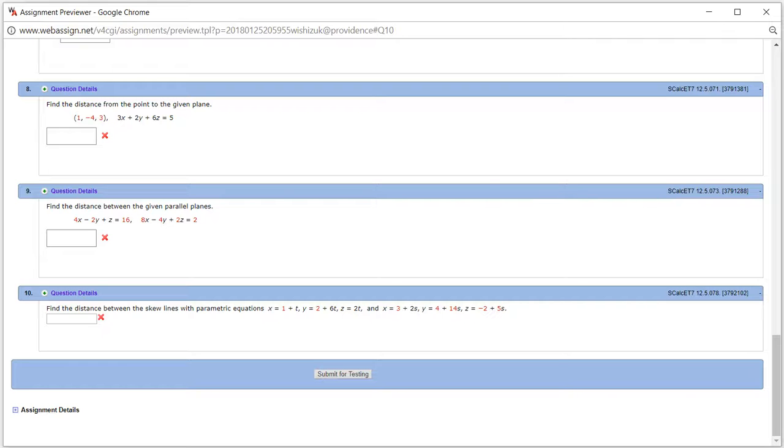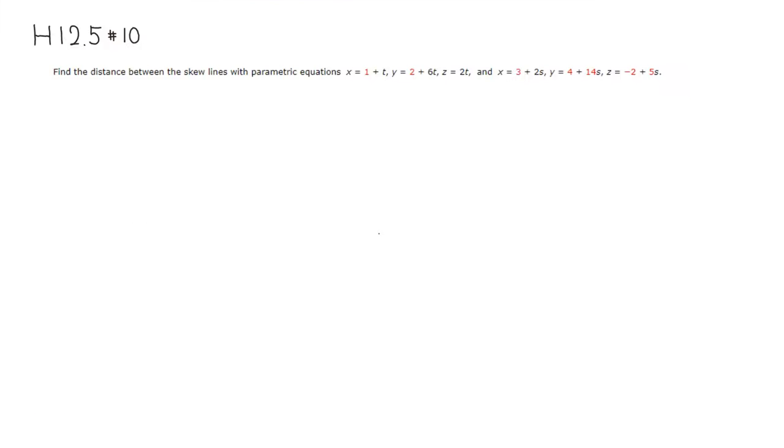All right, let's look at homework 12.5, problem number 10. We want to find the distance between two skew lines. So let's do that. We have two lines. The first one might look like this, and the second one might look like that.